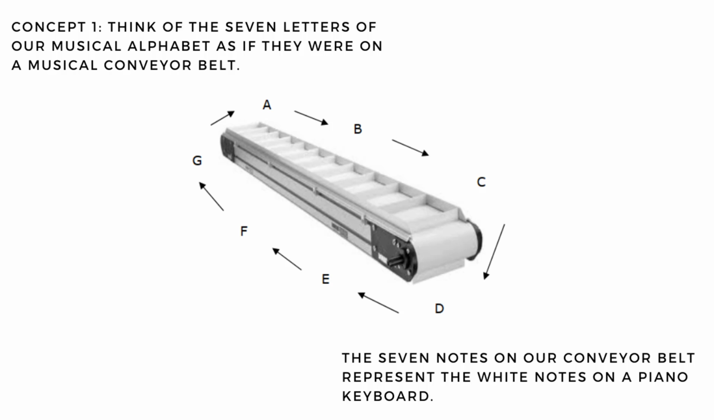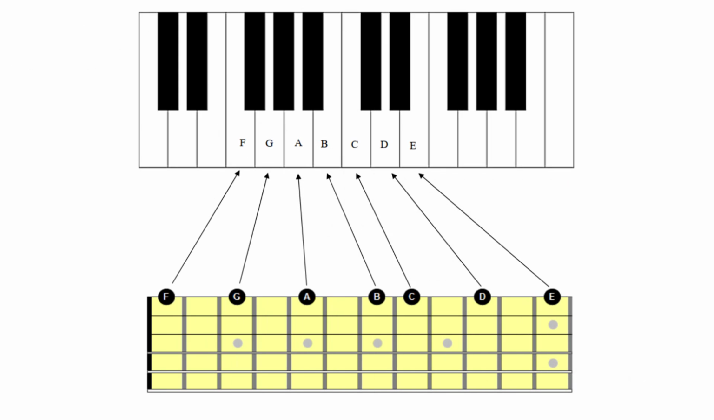On the screen at the moment you'll see a diagram of a conveyor belt. And this is the first concept I'd like to present, that these first 7 letters of our musical alphabet are simply going around and around on a conveyor belt. And these 7 letters represent the white notes on a piano keyboard. On this next diagram, we're going to compare the layout of the notes on a piano keyboard with the location of the notes on the first string of the guitar.